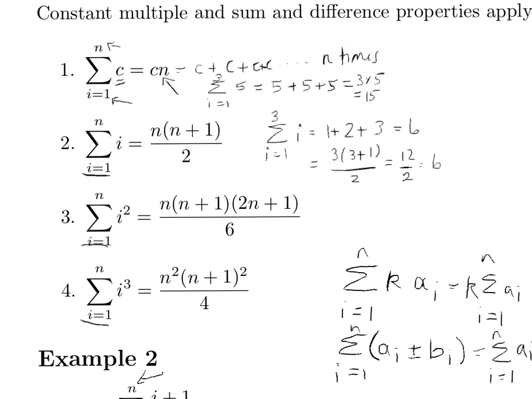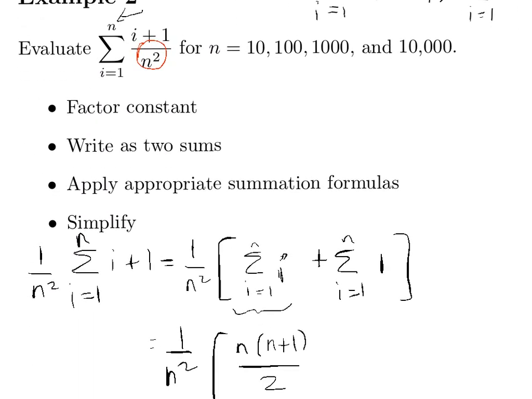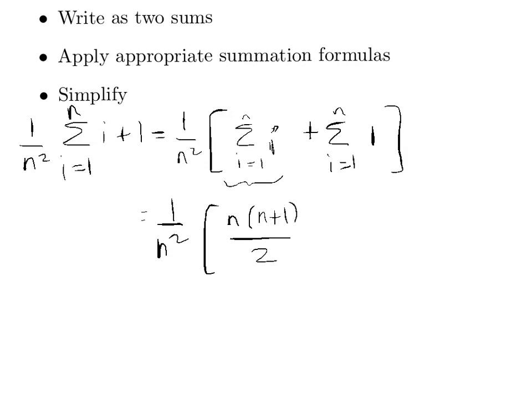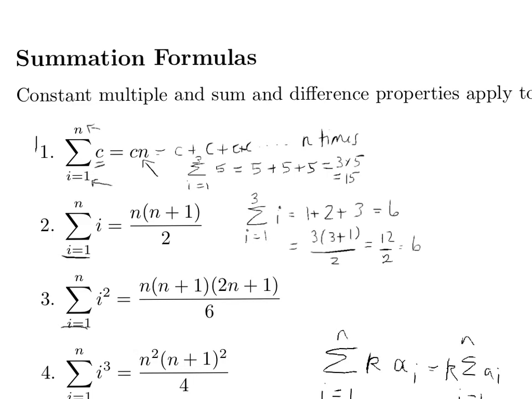There we go. Our formula is here. The sum from i equals 1 to n of i is n times n plus 1 over 2. And then the sum from i equals 1 to n of 1 will just be 1 times n, or n. Going back to our very first rule, 1 is our constant, so it's 1 times Cn, where C is 1, so just 1 times n.